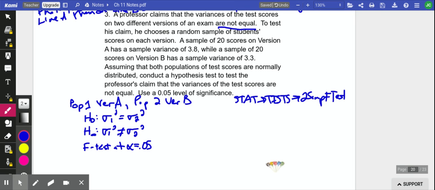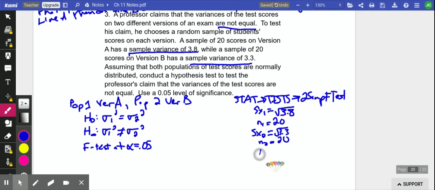And again, you have stats, not data. So it's going to ask you for Sx1, that's the standard deviation. We have sample variance, so you need to take the square root of that. Be super careful when you're doing your homework because sometimes they will give you sample standard deviation and you don't have to take the square root. So just pay attention. N1 is going to be 20. Sample standard deviation of the second population. We have variance, so we have to take the square root of 3.3. That is also 20. And then this time you're going to choose the not equal one. Make sure that's highlighted before you hit calculate.